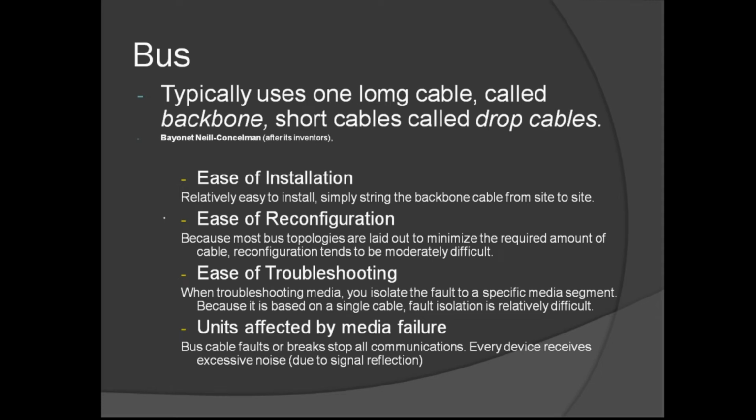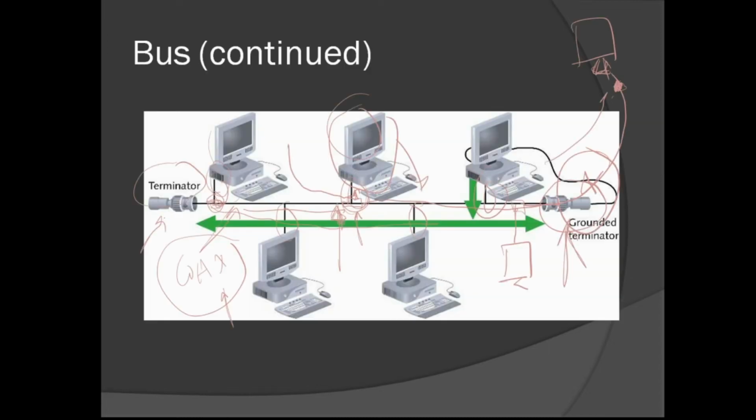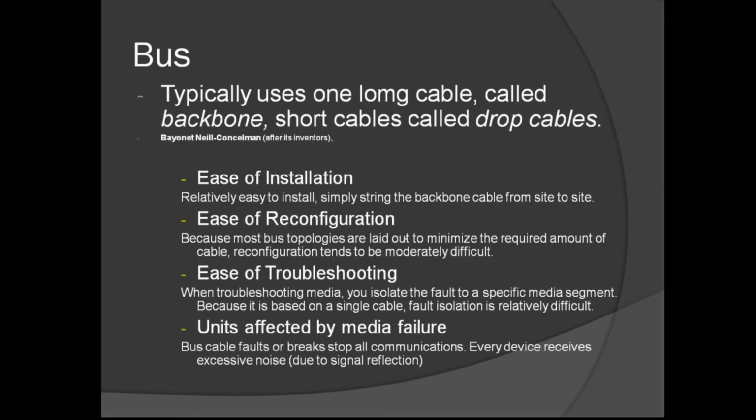So, units affected by media failure: bus cable faults or breaks stop all communication. Every device receives excessive noise due to signal reflection. Especially kung masisira yung backbone, since all of the computers rely on a single bus or single cable, so most probably all computers on the network will be affected if the backbone is magkaka-problema. Okay? So that is the units affected by media failure. Gaano kadami ba? Relatively, mas madaming affected units or computers on the network ang maapektuhan when you are using a bus topology.